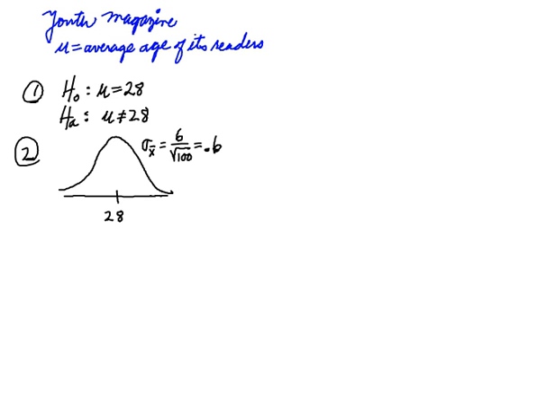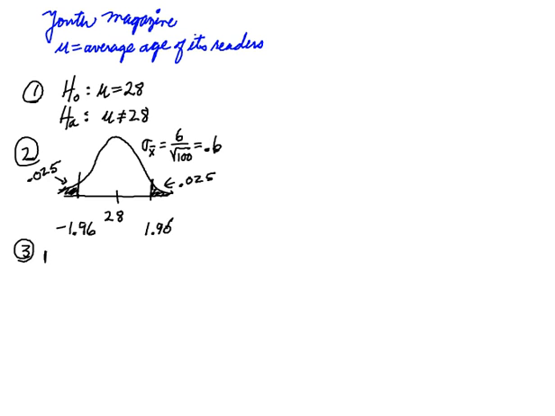Also, we are given that alpha is equal to 0.05. This is a two-tailed test, so we will split alpha for both ends, putting 0.025 on the upper end and 0.025 on the lower end. That would give us z-values of negative 1.96 and 1.96. So those would be our decision lines.